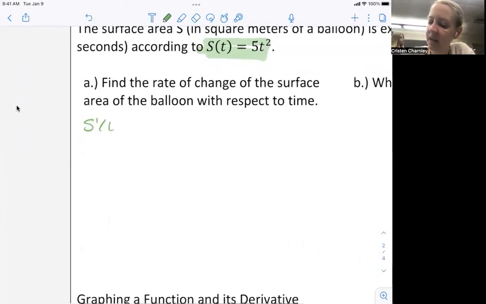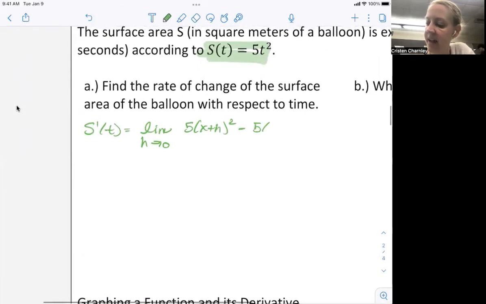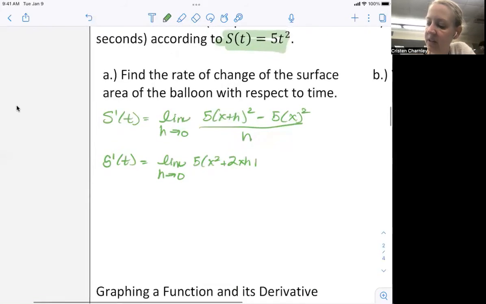S prime of t is going to be the limit as h approaches 0. We're going to put x plus h in for the t. So I've got 5 times x plus h squared minus 5x squared all over h. So again, this is 0 over 0. What do we do about it? You're going to FOIL that first term. So the limit as h approaches 0, I have 5 times x squared plus 2xh plus h squared minus 5x squared all over h.